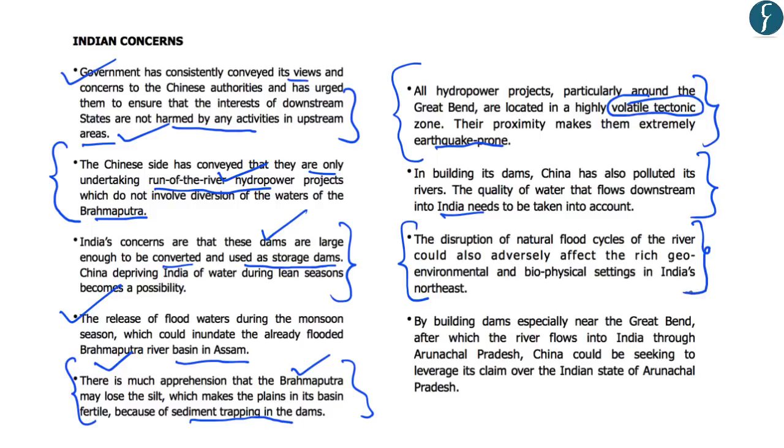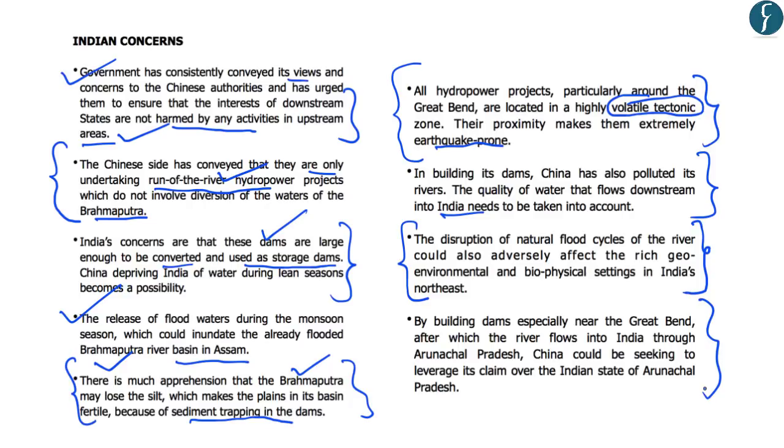Further, if the natural flow of the river is disrupted and the natural flood cycles are disrupted, it can have an adverse impact on the biogeography, and it can have ecological concerns in India's northeastern region, which is one of the most ecologically important areas for India. This is because the majority of the forests of India are located in the northeastern region of India, which could be adversely affected by such dams.